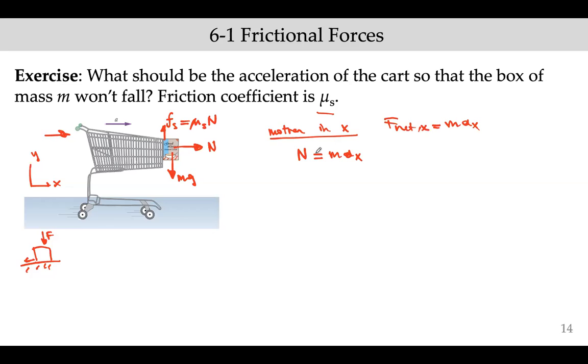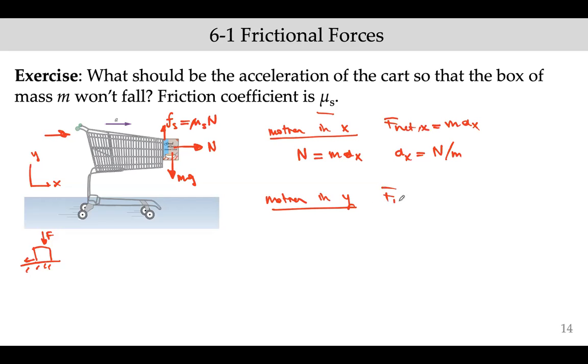So what's asked is, what should be the acceleration of the cart? So it's actually asking for a x, right? So a x will be, from this equation, normal force divided by m. Okay, we haven't found the normal force yet, so we have to find it because the answer should be in terms of mu s, maybe mg, and other variables in the problem. So for that, I have to do the calculation for y motion, so motion in the y direction.